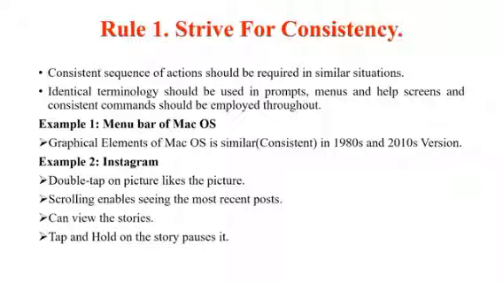Then the second example is Instagram. Instagram is also easy to use for the user. We already know that to like a picture, we just have to double tap, and it will get liked automatically. Scrolling enables seeing the most recent posts. You can view the stories. Tap and hold on a story, and it pauses it.